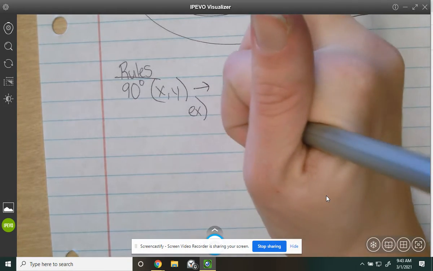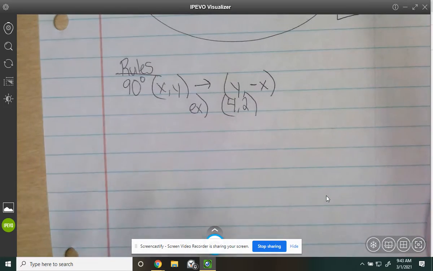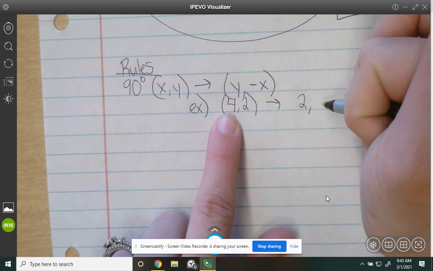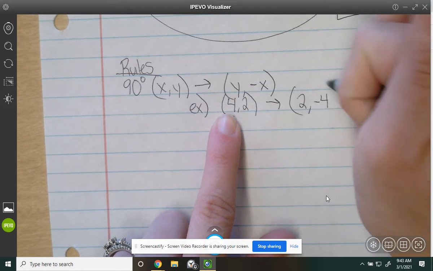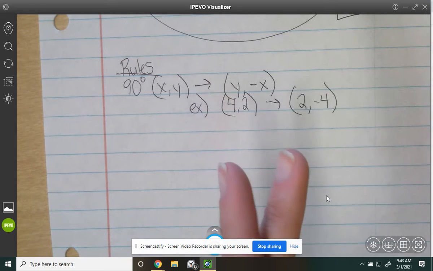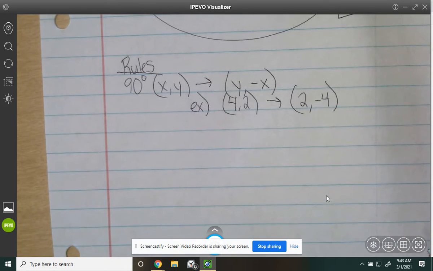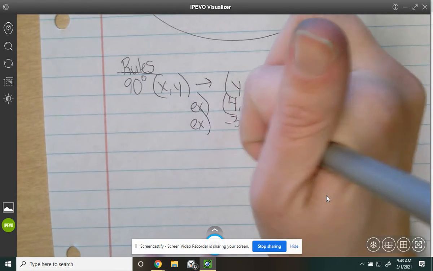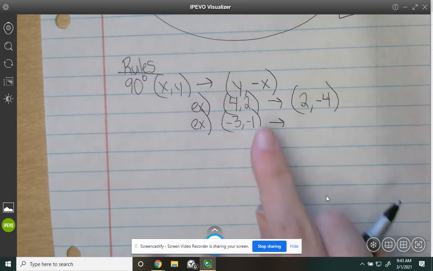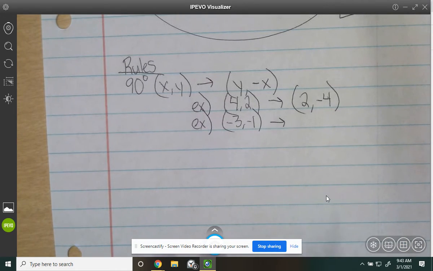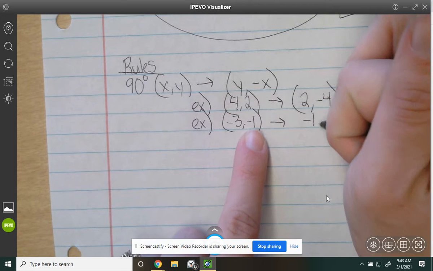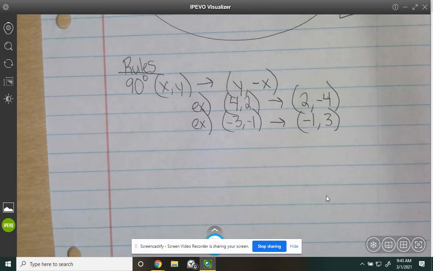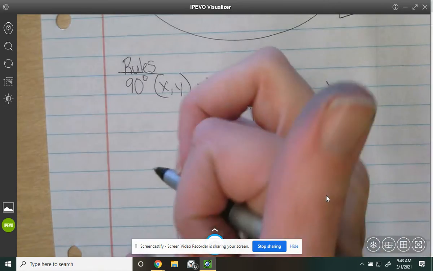So let's practice that. Let's say we had 4, 2. Y would be first, so 2 would be first, and my X changes. So that would now be a -4. So you flip-flop spaces, and then the X changes. Okay, do this one on your own. -3, -1. Really, pause this. Try this on your own. You should get -1 because you flip-flop, and then a +3 because the X changes. So those are your rules for 90.